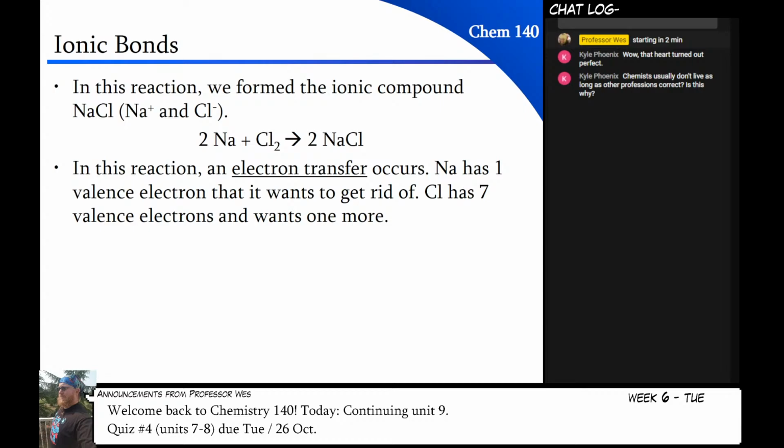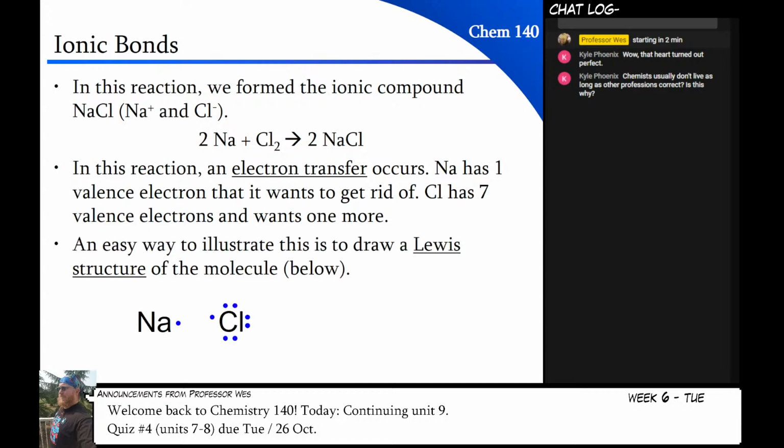Now, how does this work? What if we drew a Lewis symbol for each of these elements, and we said, okay, I want to make the octet rule for both atoms. I want to form them both into ions. Is there something I can do to make that happen? And the answer is, if you move this electron over here, then sodium would go from 1 valence electron to 0, and chlorine would go from 7 valence electrons to 8.